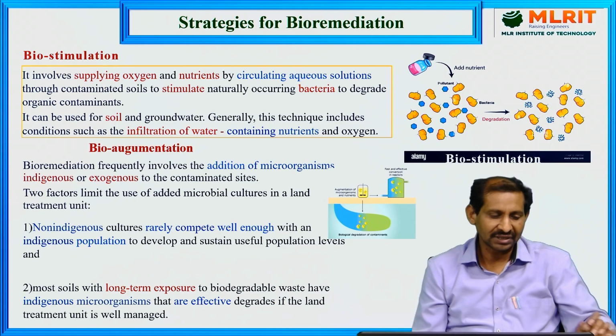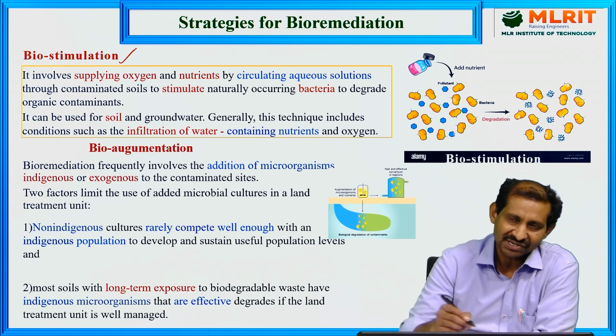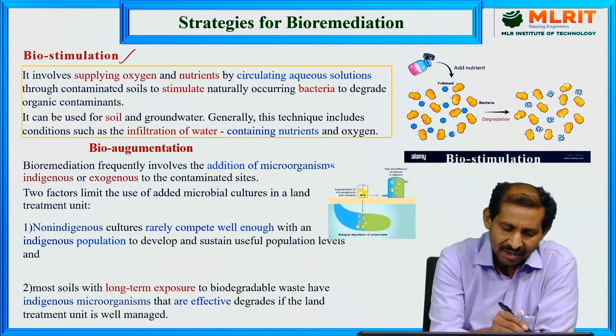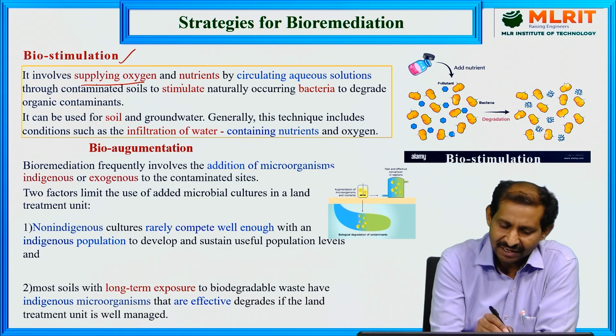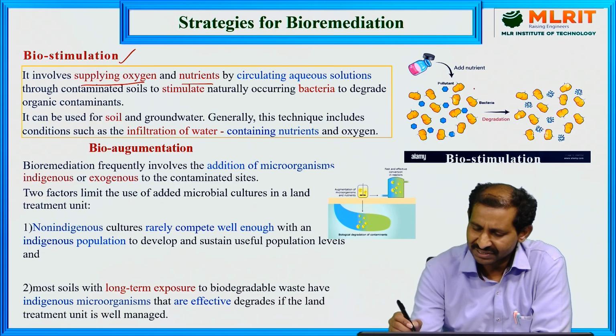Now going to biostimulation. Biostimulation, simply said, involves supplying oxygen and nutrients. For example, in this diagram, the blue dots are all pollutants. These are the microorganisms, the bacteria, that will utilize them.